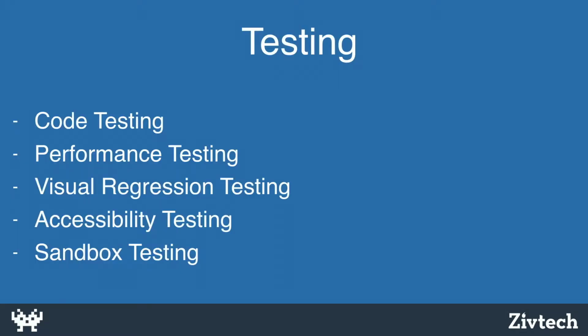Next, let's take a look at some ways that you would go about testing your code. So we have code testing, performance testing, visual regression testing, accessibility testing, and these newer tools that are coming out these days that are kind of like sandbox testing tools that give you a sandbox to play in with your site.